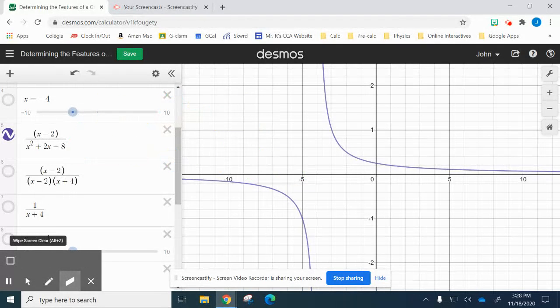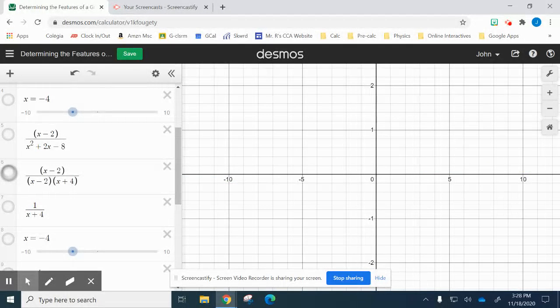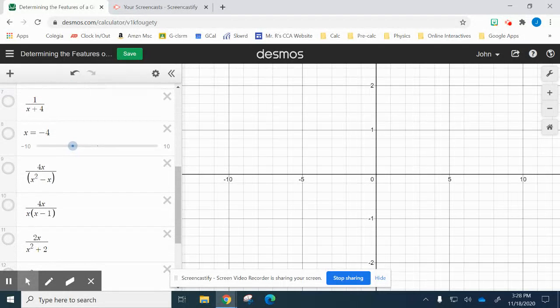So let's just do a little bit more. I don't want to make this too long. That's the same graph right there. Okay, so now I've got a few things here, and we're just going to kind of look at them and say, okay, here's 1 over x plus 4. So is there going to be a horizontal or a vertical asymptote of any kind here?